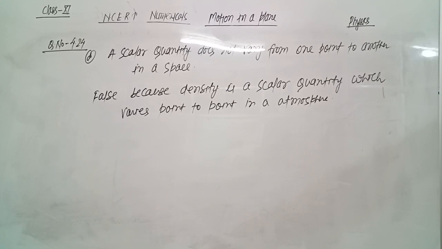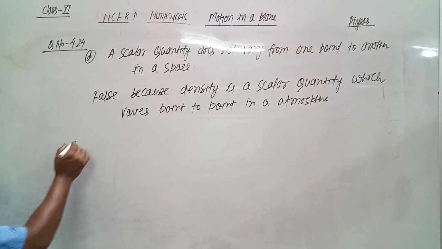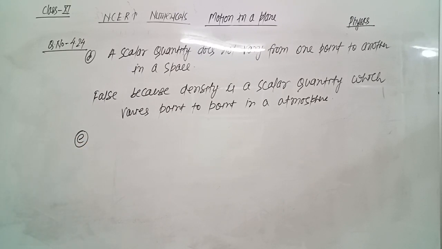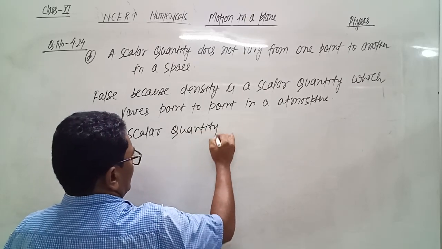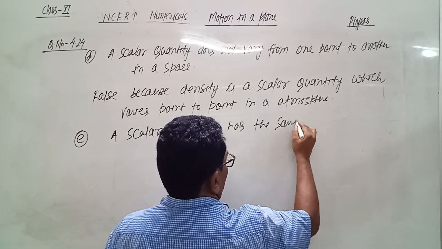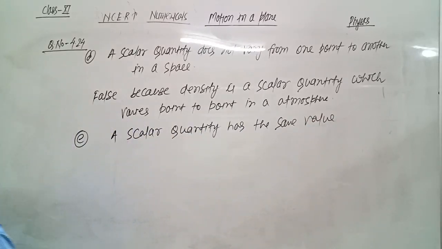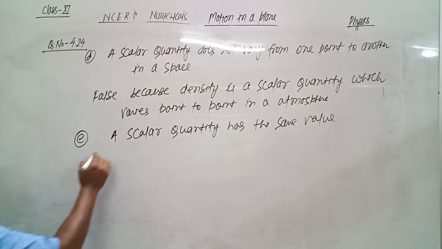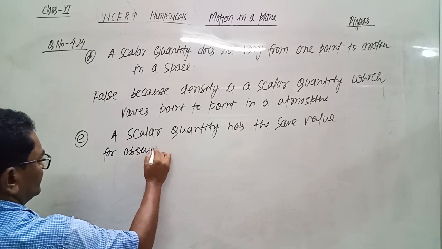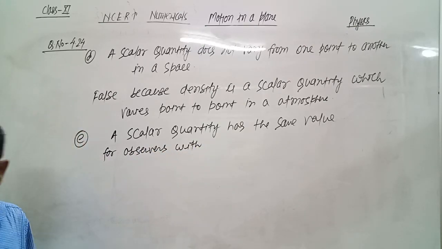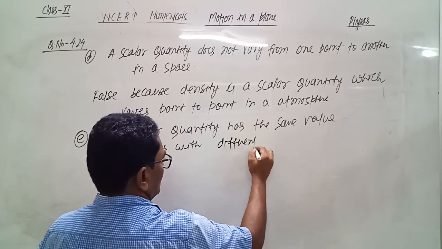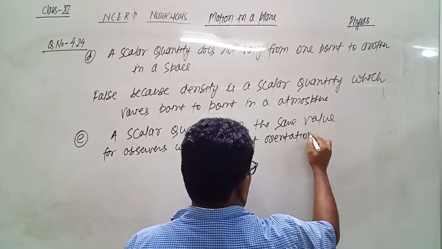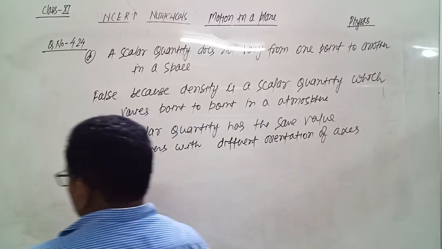Next is: a scalar quantity has the same value for observers with different orientation of axis. So this statement is true.